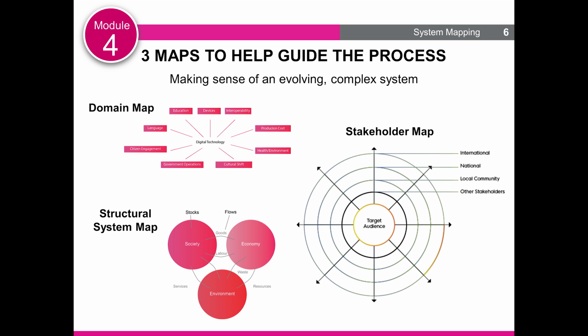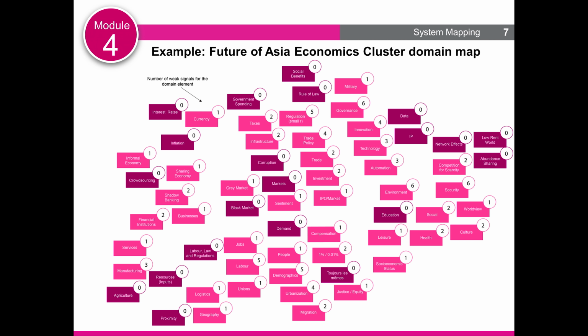It shows us the essential elements in the system, and which are related, but not the direction of the relationship. It gives us a sense of how different elements in the structure could interact in the future. It helps us to get a sense of the interesting issues and questions that we may want to develop into the future. The structural system map answers, what are the structural elements in this system? This will help us visualize the system and identify how the system may change in the next 15 years. This is an example of a domain map from the Future of Asia Economy study.